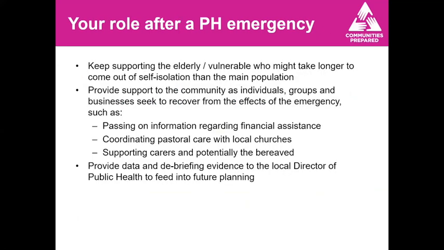So your role after a public health emergency: keep supporting the elderly and vulnerable, who might take longer to come out of self-isolation than the main population. What might happen is the main population can be told, okay, you can come out now, but that doesn't mean that the other people who might still be suffering symptoms or coming out of the coronavirus may not still need support. So please be aware that those support networks might need to be in place for quite some time after the main population is allowed to start getting back to what could be described as the new normal.